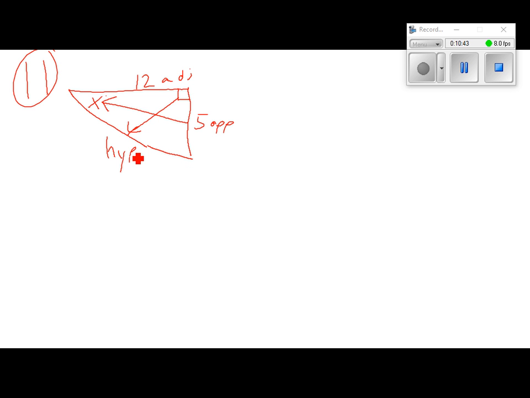But since you have the opposite and adjacent, that's tangent. And since you're finding an angle, you need the second tangent. Okay, so you're gonna do tangent, and since you don't know the angle, it's gonna be X. You just press the second tangent.